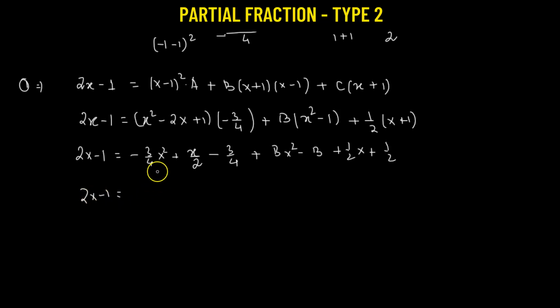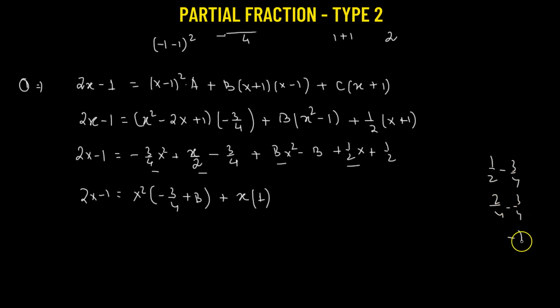We're going to combine the like terms, so we'll combine the terms containing x squared. So we have x squared multiplied to (negative 3 over 4 plus b). Plus, then we're going to combine the terms containing x. So here we have x over 2 added to x over 2, so that's simply x, where x times 1. Then this is done, we are left with the constant part. So we have negative 3 over 4 and half. So we have half minus 3 over 4. So that's simply 2 over 4 minus 3 over 4. We get negative 1 over 4. And we have negative b. So we have negative b minus 1 over 4.